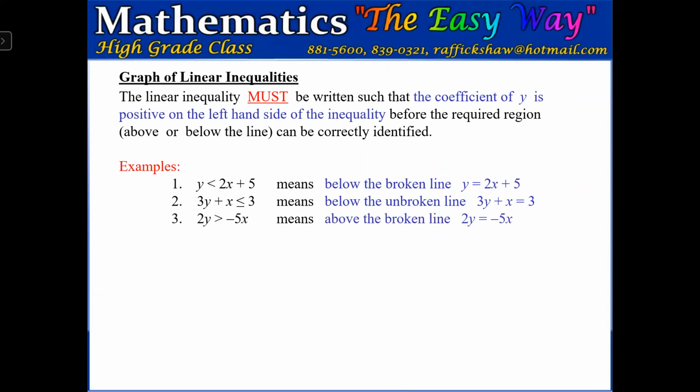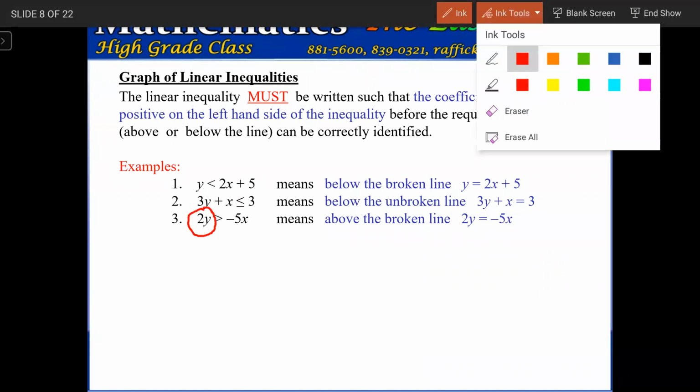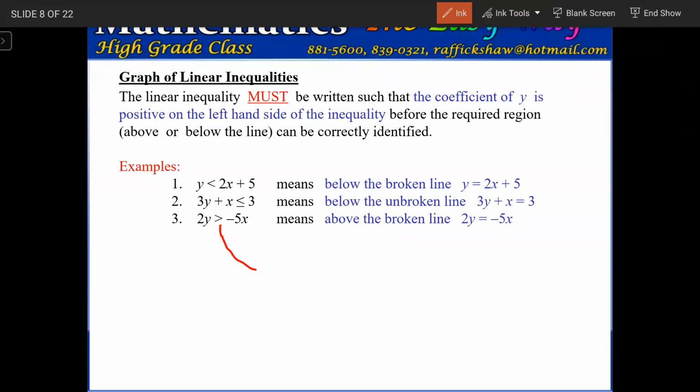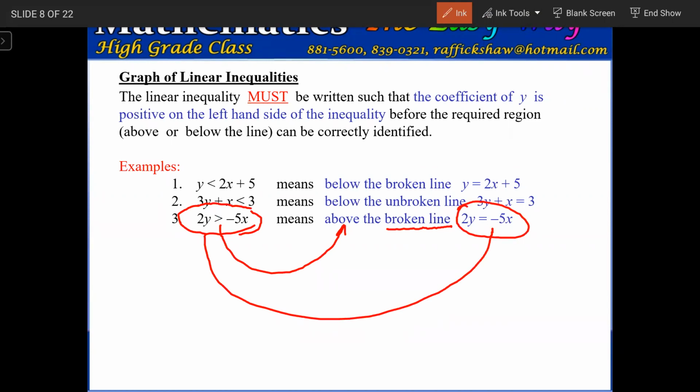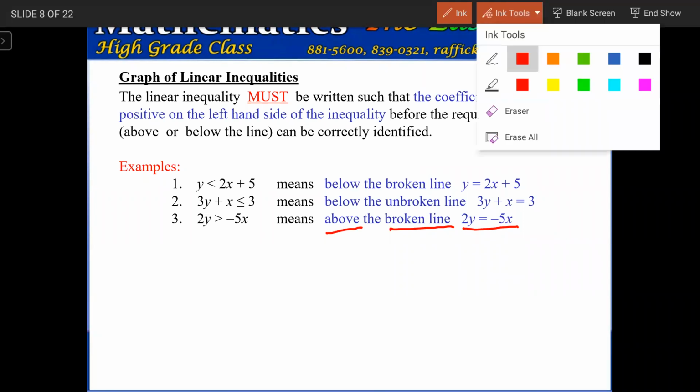For that one again, 2y greater than negative 5x. Again, the y value on the left side is positive. Therefore, my greater than means above. I want above the line. The equal is not there, and so I want a broken line because there's no equal sign there. And then the line that's associated with the inequality is the same expression, basically. But instead, I put the equal right there instead of the inequality that was there. And that's it. So to draw this inequality, I have to draw this line first. Draw it broken, and then I'm going to shade above it. All right, let's go again.